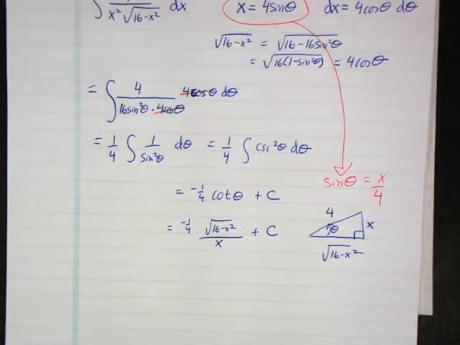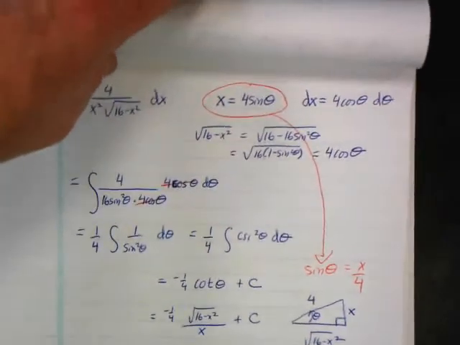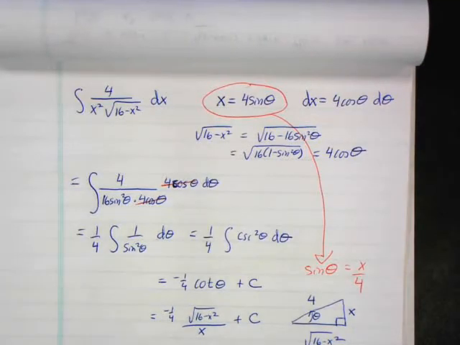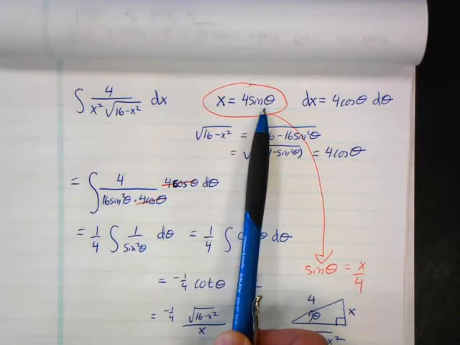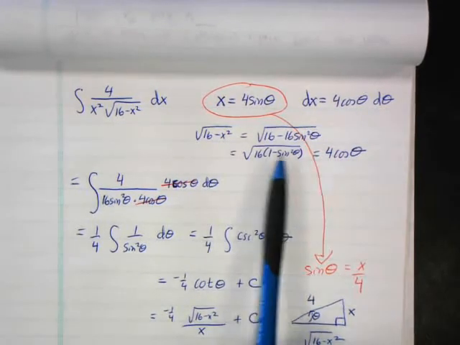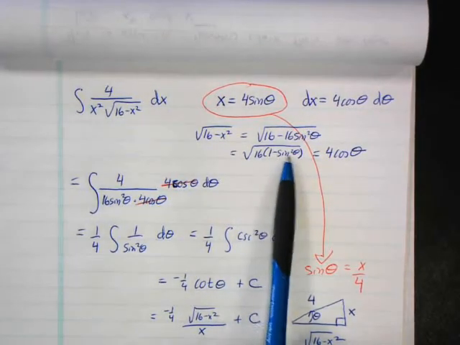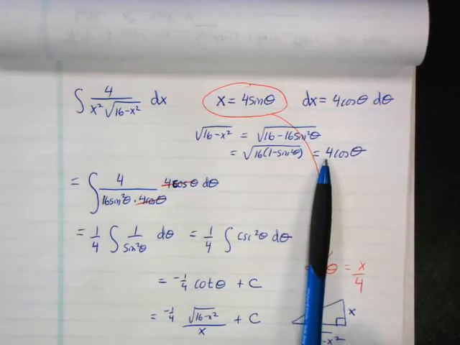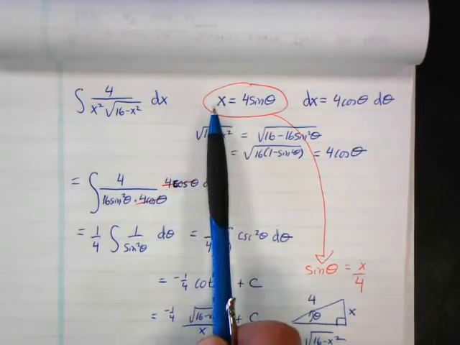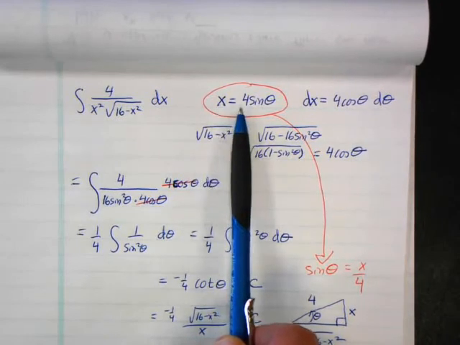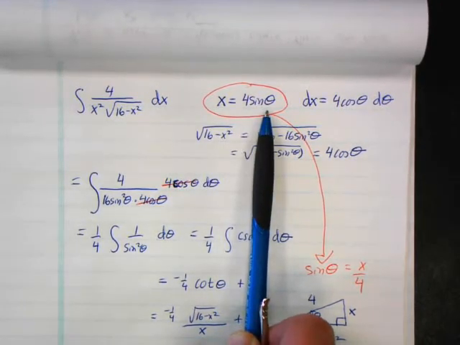The one thing I would point out with this problem, we could have, if we wanted to, use x equals 4 cosine theta. How would this square root thing change if I had 1 minus cosine squared there? 1 minus cosine squared would be sine squared, so I'd end up with 4 sine theta. But you never see anybody do that. You never see anybody use x equals 4 cosine theta. Why not?